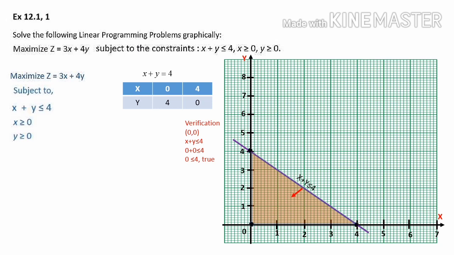So let's mark these corner points. The first point, I am considering as A, and the coordinates we have written (0, 4). The second point is B (4, 0), and the third point is (0, 0).